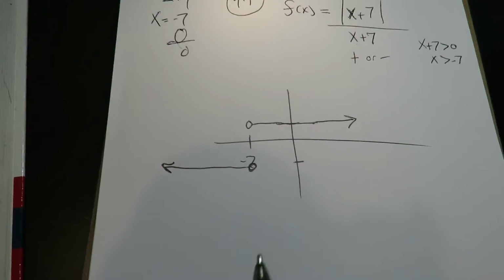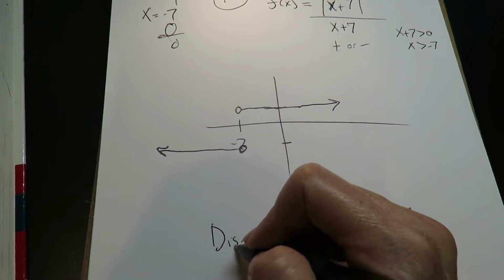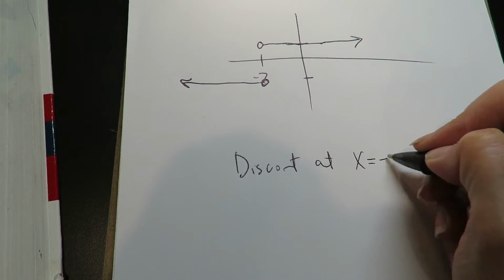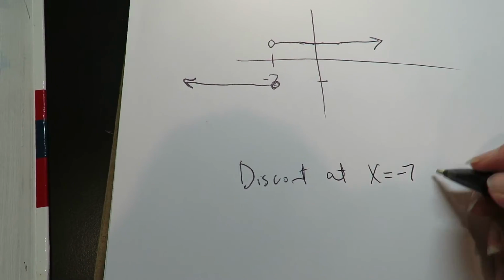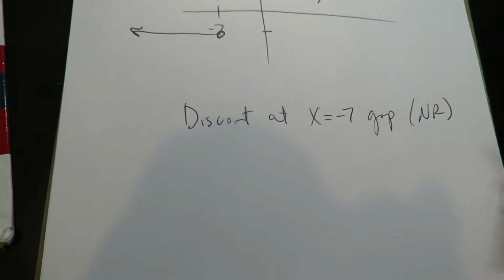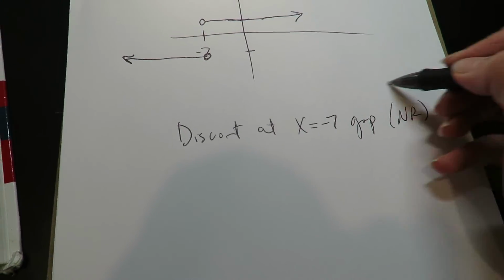All right, so I have the graph here. In terms of a discontinuity, you have a discontinuity at x equals -7. Since it's a gap, we would say that this is non-removable. This classifies as non-removable since it's a gap.